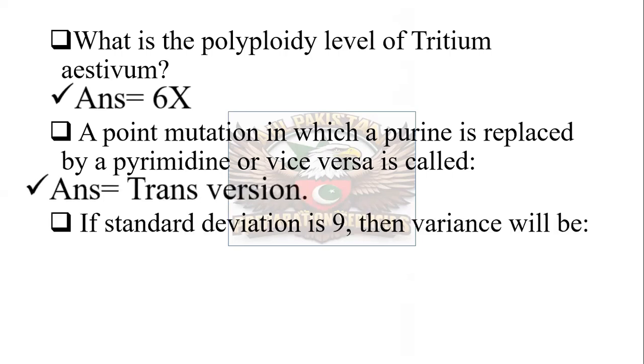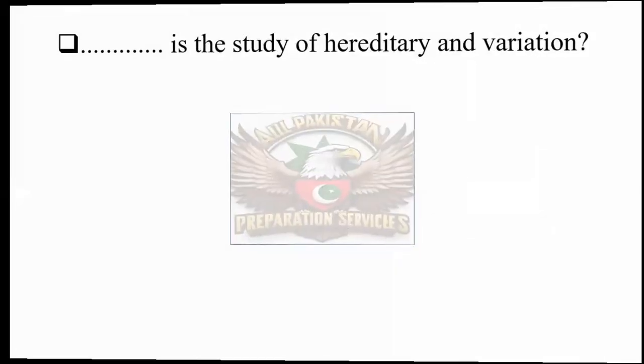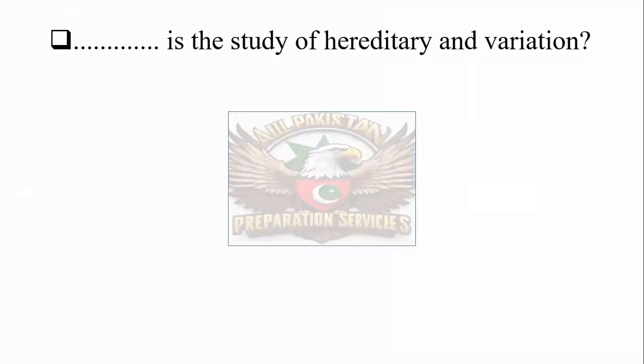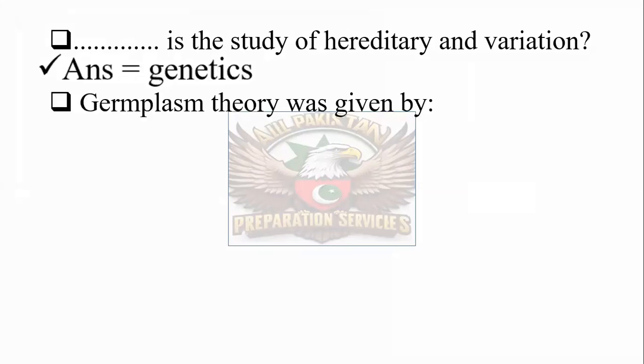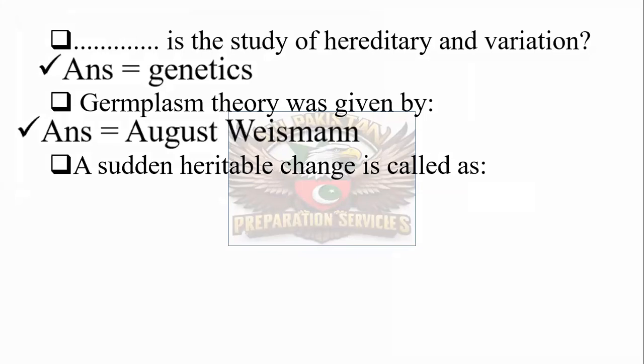Next question. If standard deviation is 9, then the variance will be 81. And next question is that dash is the study of heredity and variation. Genetics is the study of heredity and variation. Germ theory was given by August Weismann.